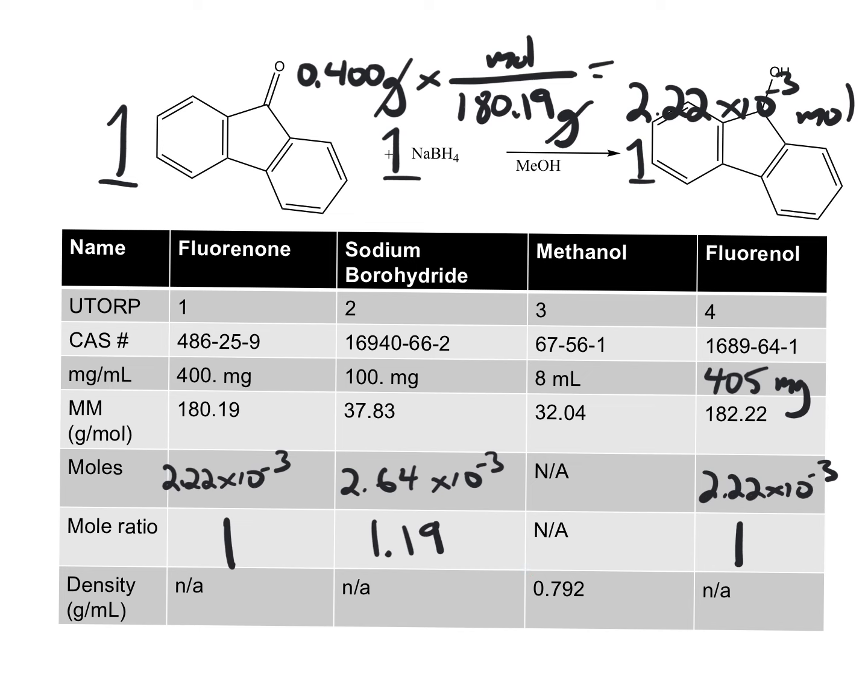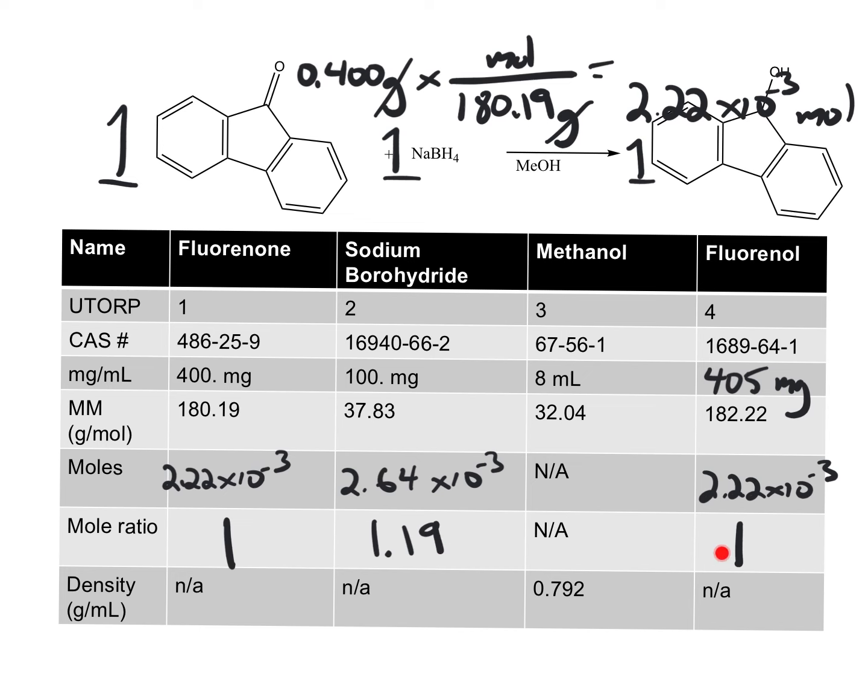So the only real calculation that we have to do, the only thing we have to figure out, is the moles. And for the reagents, just divide the mass by the molar mass, and that'll give you the moles. Then for the reagents, whichever one you have the least of, divide all the moles of reagents by that, and that will give you the mole ratio. And so that can help us confirm, yes, the fluorenone is the limiting reagent, which is what we want.